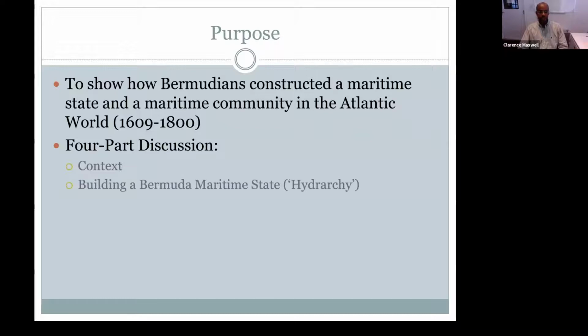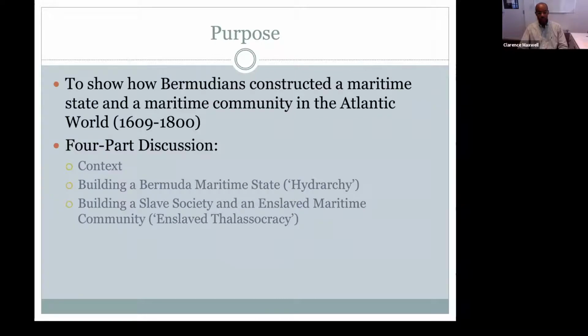The second thing, the actual building of a Bermuda maritime state, which we call a hydrarchy. And the third, the building of a Bermuda maritime community, the background that went into constructing it. And last but not least, what the co-author called the economics of treason.